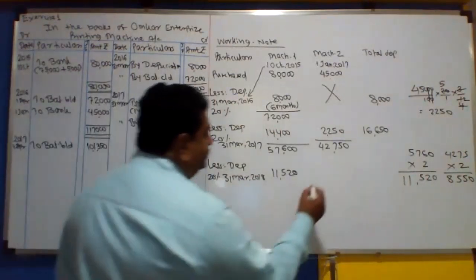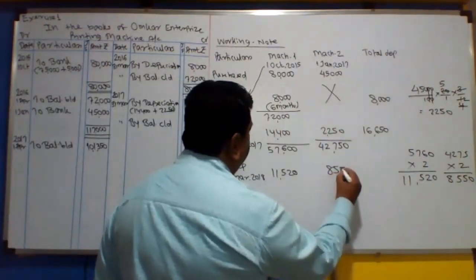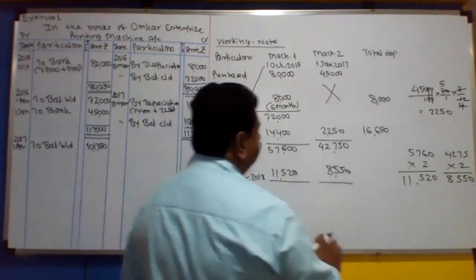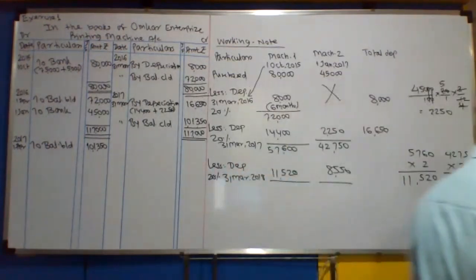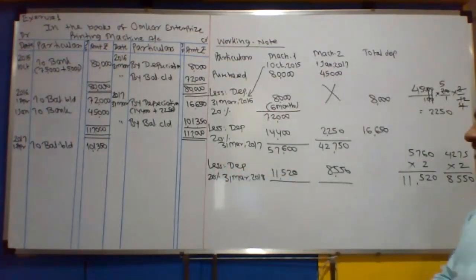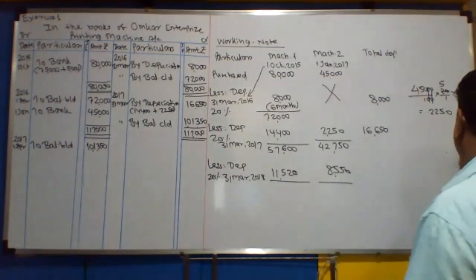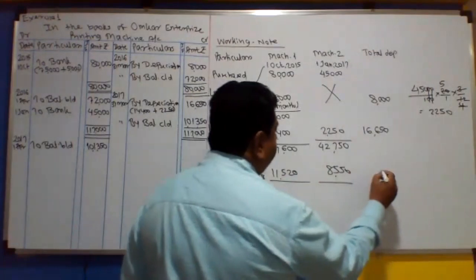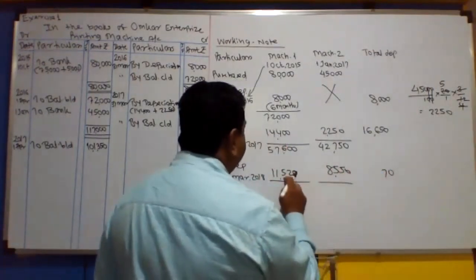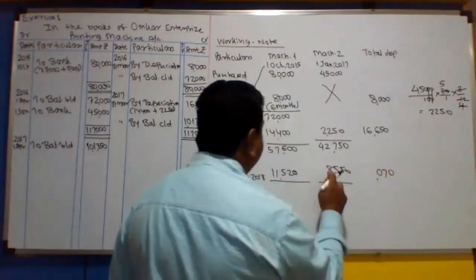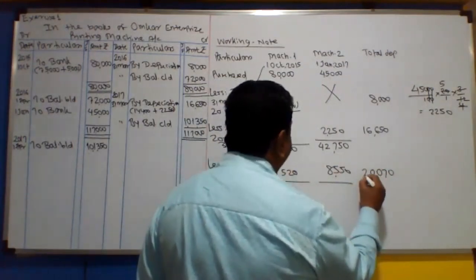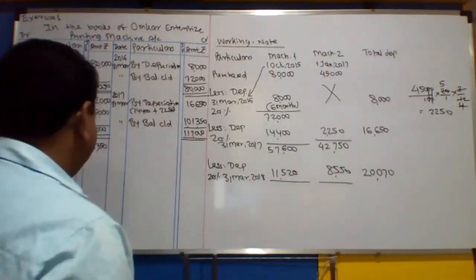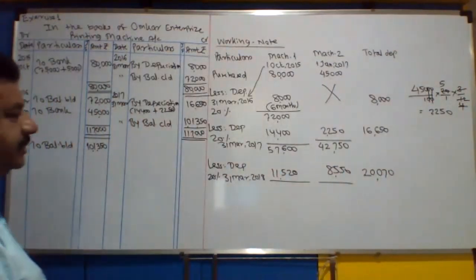Okay, 8,550. Take the total of these to get the total depreciation amount. This plus this, 5 and 2 is 7. It is 20,070 rupees. Is it correct? Please check.